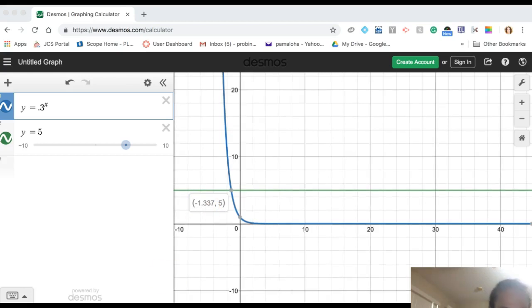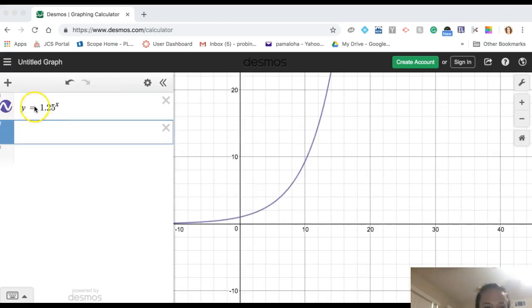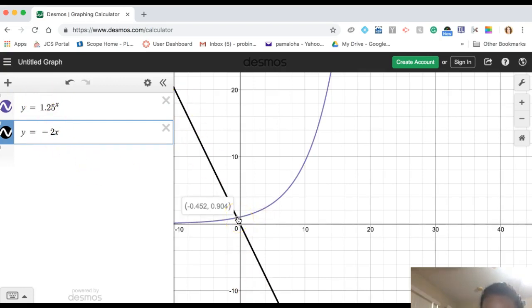All right, let's try the next one, part B. Okay, so I typed in y equals 1.25 to the x, the left part of the equation, and then the right part is y equals negative 2x. What x value is going to make these two true? So let's look and see where they intersect right here at negative 0.45 or 0.452, but you can round it to 2 decimal places. And then let's go to part C.